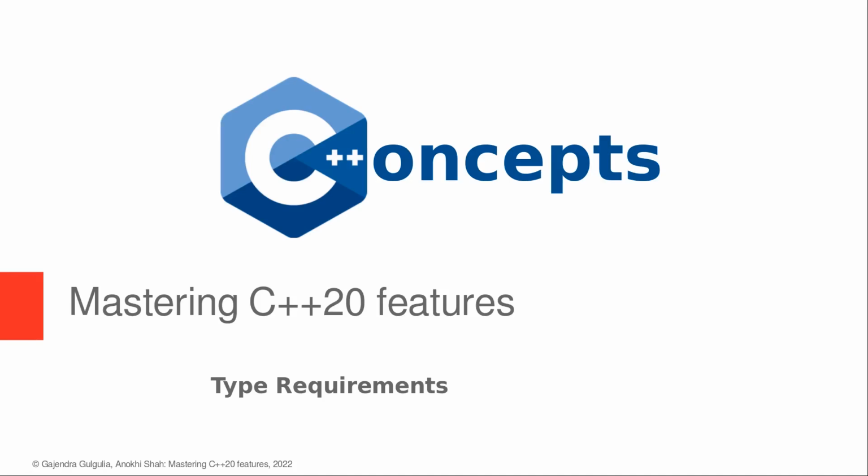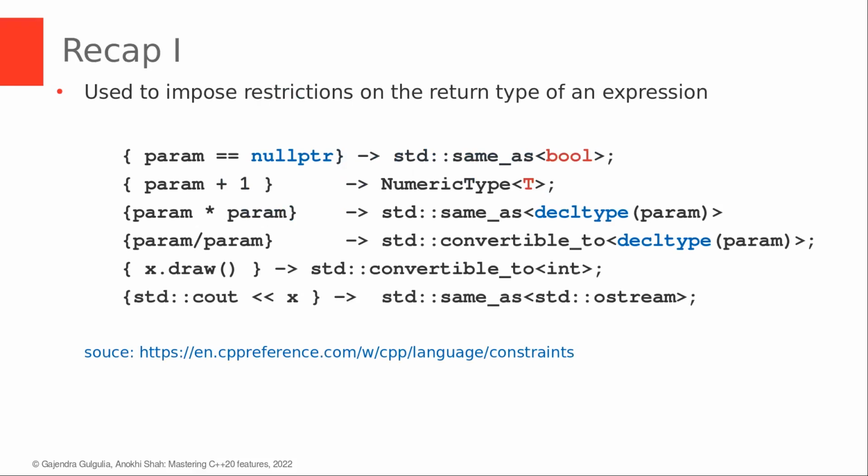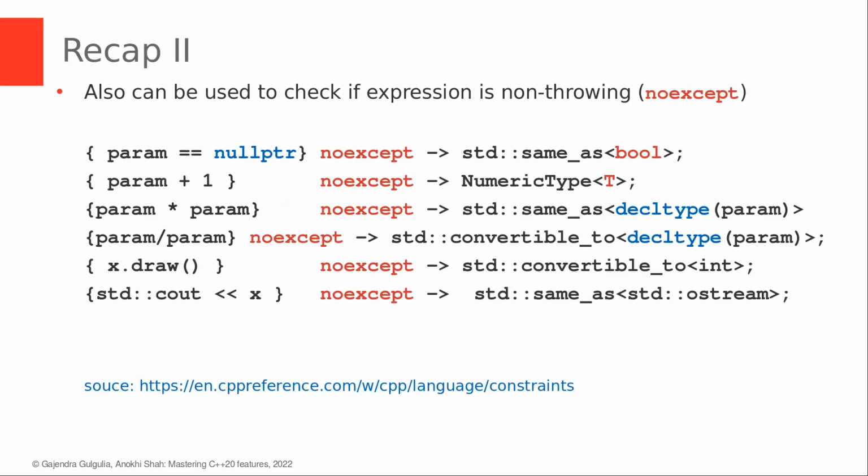In the last lecture, we looked at compound requirements and understood how to leverage it to impose the requirement on the return type of an expression and how to ensure that certain expressions don't throw by specifying noexcept as a constraint on the interface of a given type.